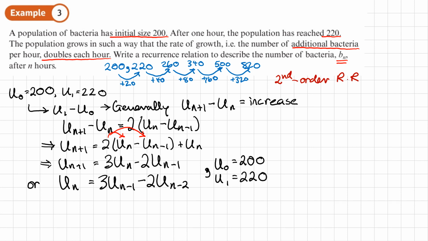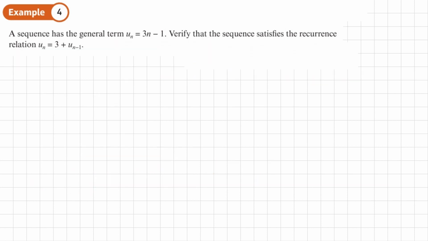So as I said before, this is an example of a second order recurrence relation where we need the last two terms to generate the next term. So here we have a sequence that has this general term, and the question says verify that the sequence satisfies this recurrence relation. Now the way that we do that, as we said at the start, is by substitution. We need to substitute this into here.